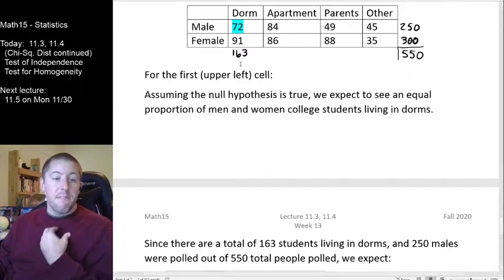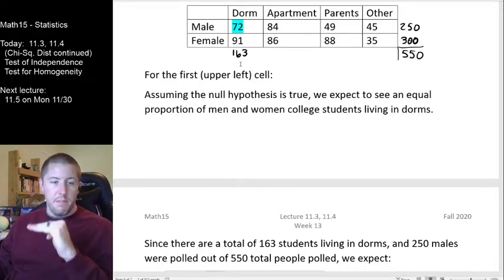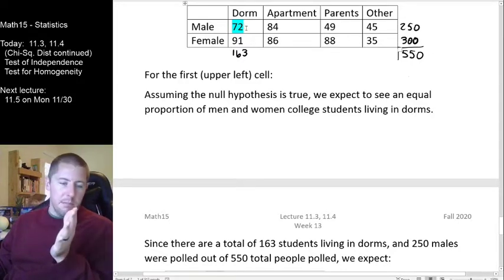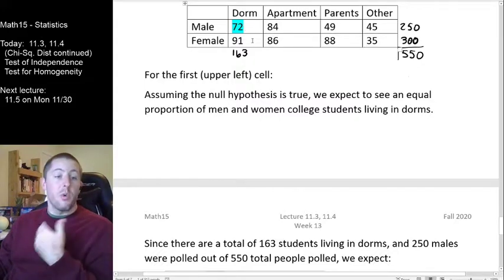So I'm thinking if there really is no difference in distribution across males and females, then 250 out of 550, that's my proportion. That proportion of 163 should be how many males there are in the dorms, right? The proportion of males times the total of people in the dorm should equal the number of males that we expect to live in the dorms.